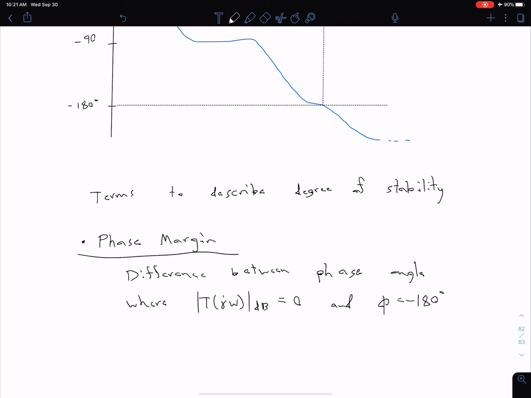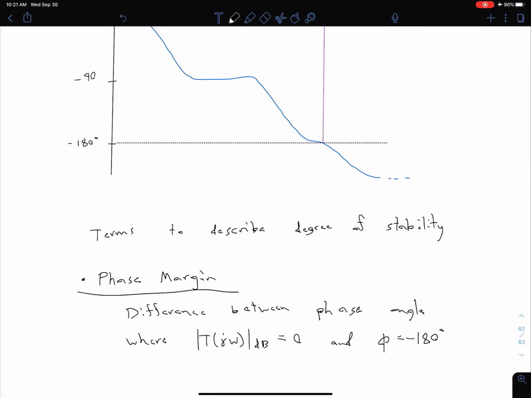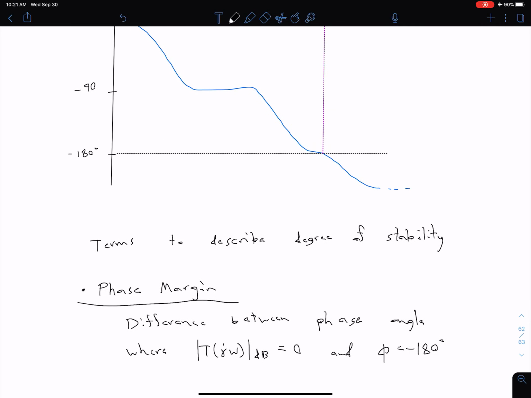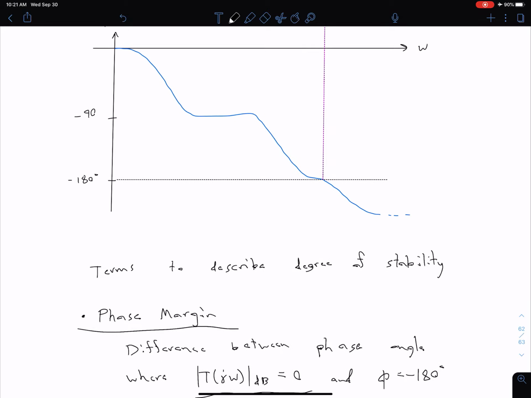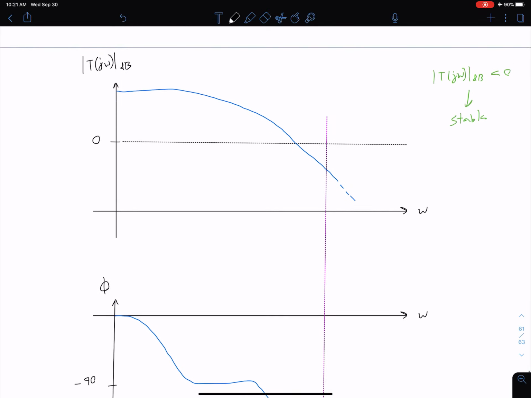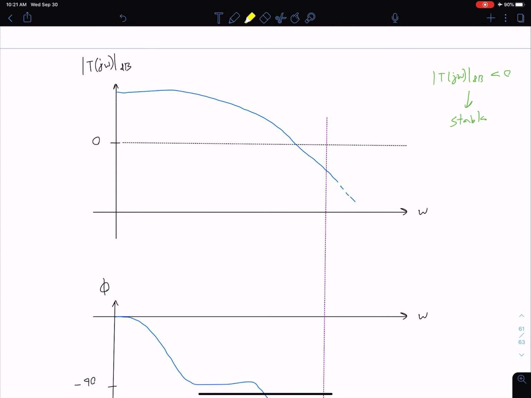So something like this. Okay, so that's maybe kind of hard to understand just in words, so let's come back up to our plots. So the difference between where our phase angle is 0, where the phase angle corresponding to this magnitude in dB being 0, so let's determine where that is. Well, up here we look at our magnitude plot and we see that that happens in this highlighted area here.